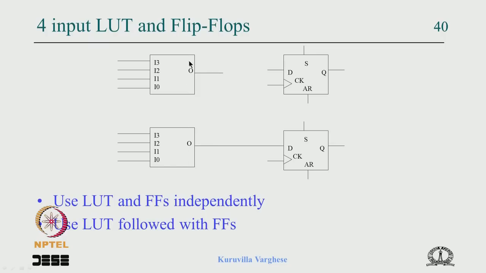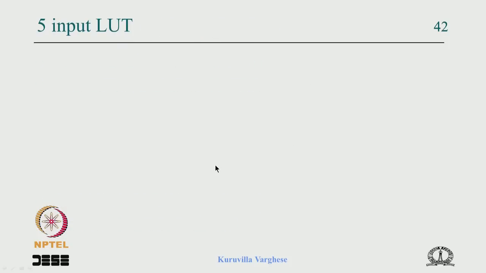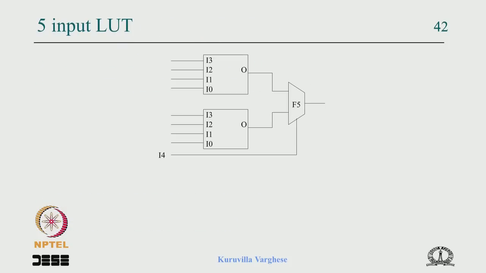So it looks possible because you have 16 locations here, 16 locations here. So how to combine that? One idea is, because you can connect only A, B, C, D, maybe you have a fifth variable. So when the fifth variable is 0, program the lookup table here and choose the output of this first lookup table as output. When the fifth variable is 1, that lookup table can be here and that should be used there. So that suggests a 2 to 1 mux in between. The select line of the mux can be used as the fifth variable. So that is how the 5 input lookup table is built.